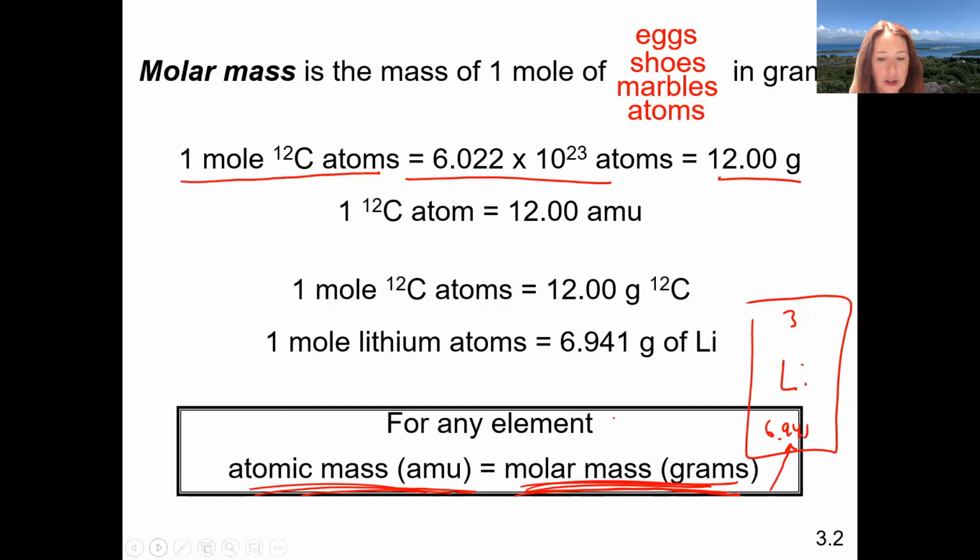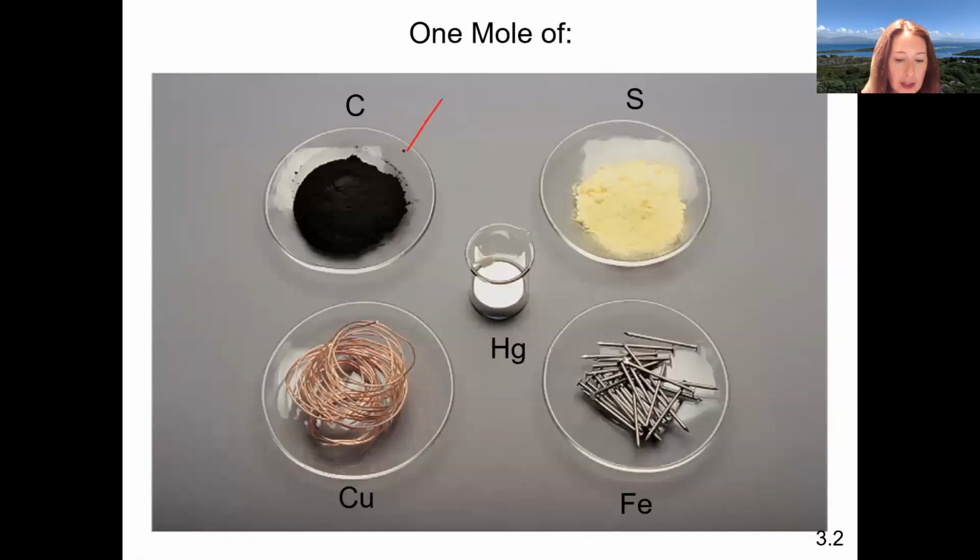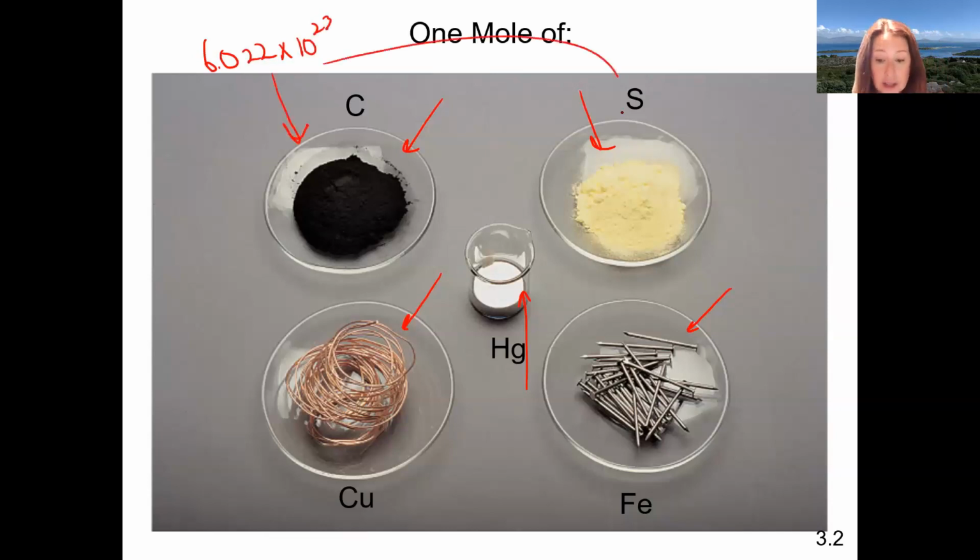Let me explain this just a little bit more. That is 1 mole of carbon, 1 mole of sulfur, 1 mole of copper, 1 mole of iron, 1 mole of mercury. These don't weigh the same, but how many particles? This is 6.02 times 10 to the 23rd atoms of carbon. This is 6.02 times 10 to the 23rd atoms of sulfur. That's 6.02 times 10 to the 23rd atoms. Are you getting this? They don't all weigh the same because they have different numbers of protons and neutrons. If it's got more protons and neutrons, it's going to weigh more because the atoms are bigger.